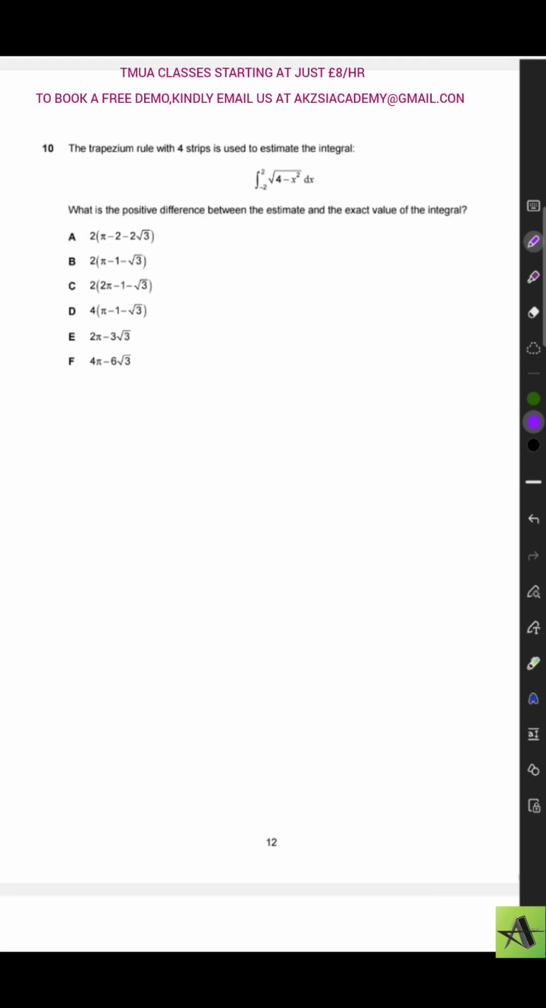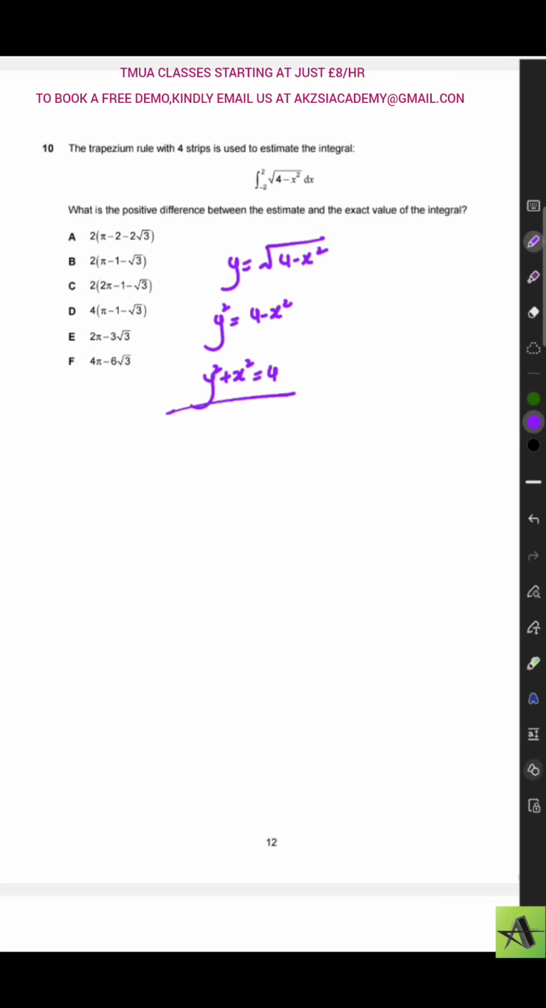So let me explain, because this is y equals root of 4 minus x squared. If I square both the sides, it will give me y squared equals 4 minus x squared. Let me take x squared onto the left hand side. It will give me x squared plus y squared equals 4, which clearly gives me the equation of a circle with center 0, 0 and radius 2.